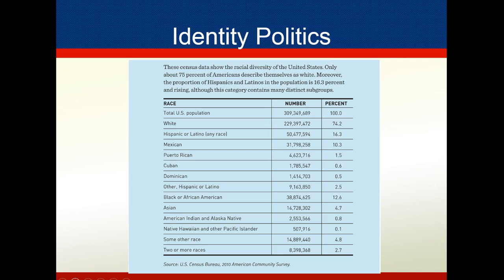Now, identity politics is where we identify with our ethnic or racial groups. And 74.2%, or 229 million people in this country, identify themselves as white. Another 16% as Hispanic, 10% Mexican, 1.5 Puerto Rican, 0.6 Cuban, 0.5 Dominican, 2.5% Hispanic or other. Black and African American is 12.6%, Asians 4.7%, and so forth. The idea here, though, is the number of people who identify themselves as white is going down. The number of people who identify themselves as ethnic minorities is going up, particularly Hispanics.